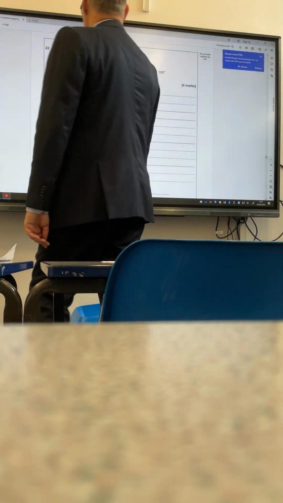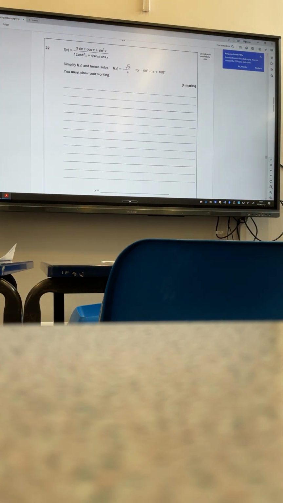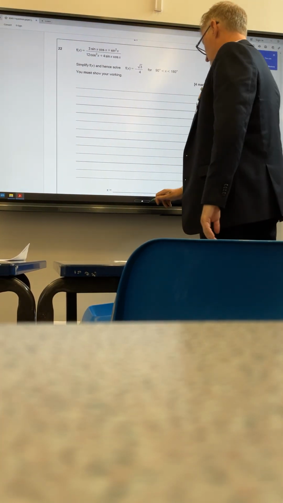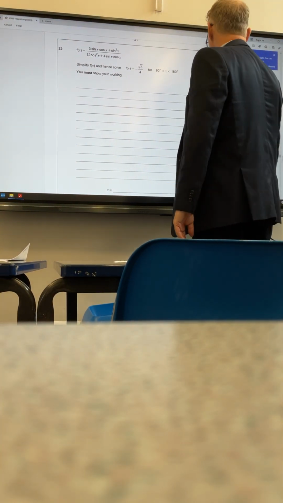Okay, so this one. Simplify f of x and hence solve that. The first thing I notice, so the trig identities that you will be working with is sine squared plus cos squared equals 1.